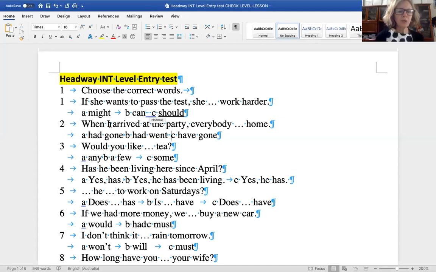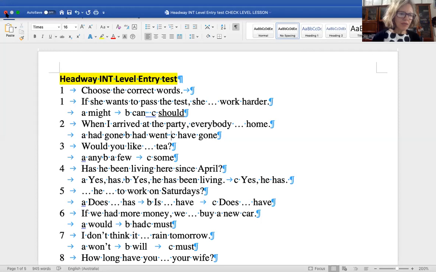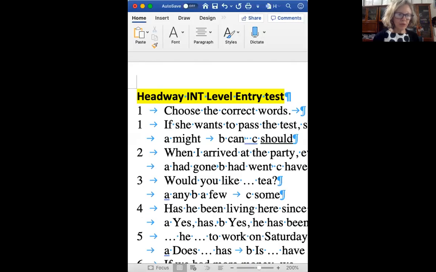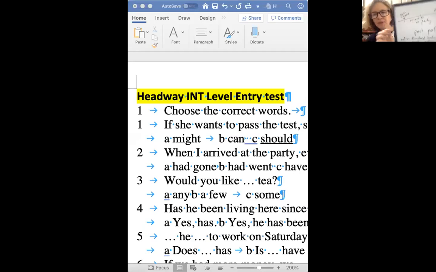Okay, number 2. So when I arrived at the party, everybody have gone home? No, Sarah, we don't do have. When we're using the past perfect, we always use had. So you can see here, we use the past perfect for an action that happened before another action. If you look at a timeline, it looks like this. So this is now, and this is arrived at party. This happened before. So this one we use had plus the past participle.